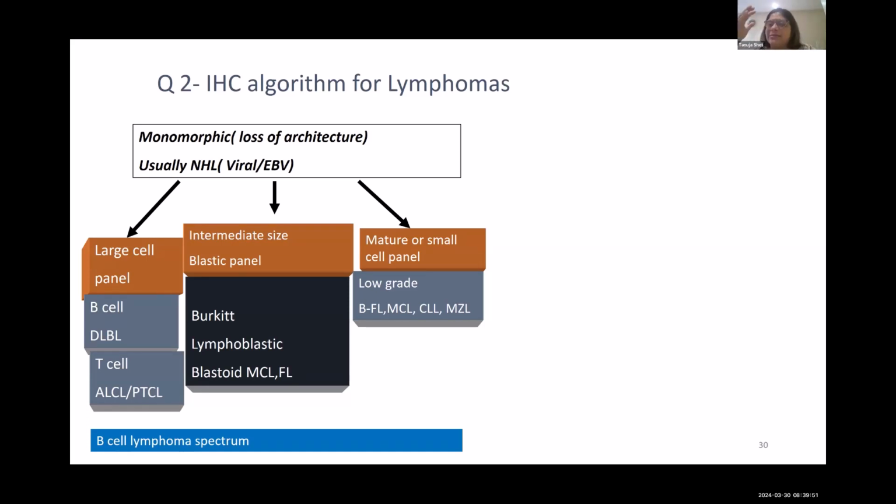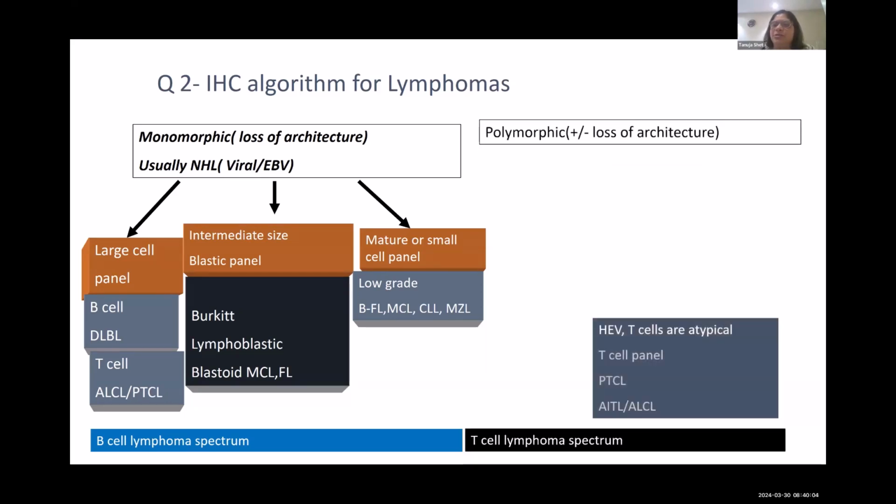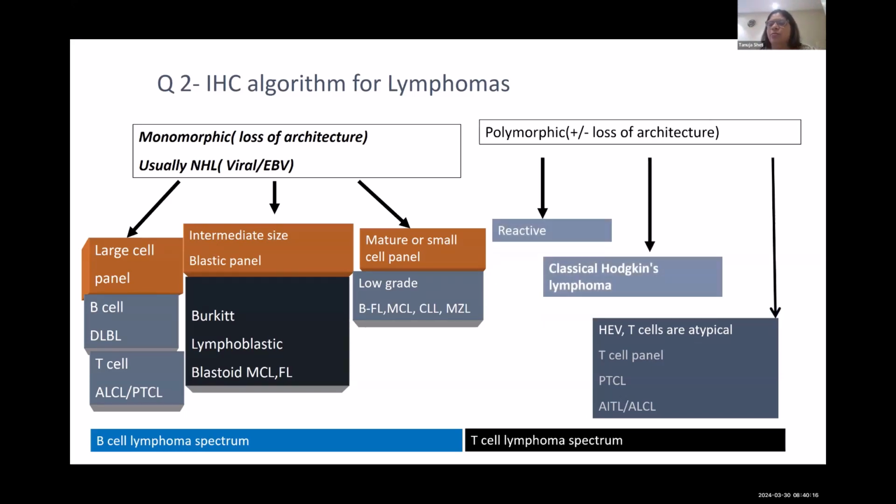Now, what do you mean by size? What do we compare this size with? I'll come back to that in the next slide. And mature is when you put a small cell panel. Of course, most commonly small cell lymphomas are B, but there are very rare T-cell lymphomas that are also small cell. Now, when you say polymorphic, what do you mean? That means you have all kinds of cells, T, B, and yes, it's a lymphoma. The commonest diagnosis is a T-cell lymphoma, but the differential diagnosis is Hodgkin's lymphoma and reactive proliferation, which is a very close differential, and we'll look at it in the next few slides.